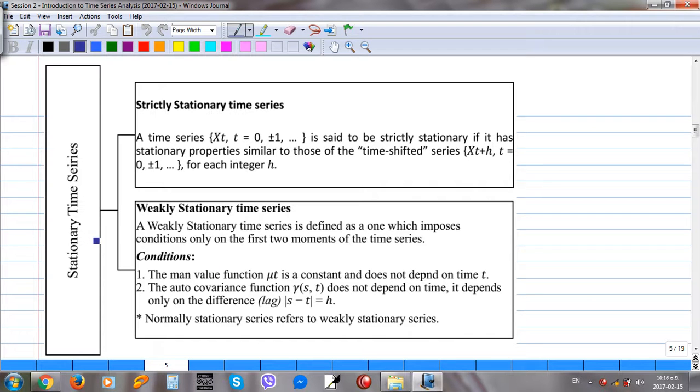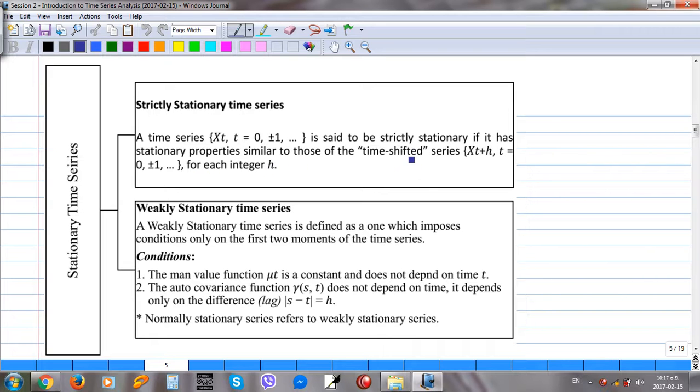Then stationary time series can be classified as strictly stationary time series and weakly stationary time series. Most of the time we are dealing with weakly stationary time series models, right? A strictly stationary time series model means a time series X_t, t equals 0, plus or minus 1, and so on, is said to be strictly stationary if it has a stationary property similar to those of the time shifted series X_{t+h}, t equals 0, plus or minus 1 and so on, for each integer h.